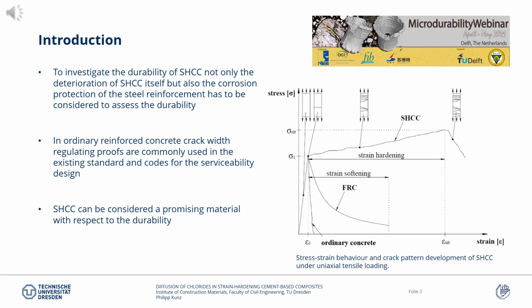In ordinary reinforced concrete, crack width regulation proofs are commonly used in the existing standards and codes for the serviceability design. Since SHCC usually develops lower crack widths than ordinary concrete and develops a multiple cracking pattern after the initial crack occurs, like it's presented on the right hand side in the stress-strain diagram of SHCC, it could be considered a promising material with respect to durability and is highly suitable for crack related investigations of transport mechanisms.